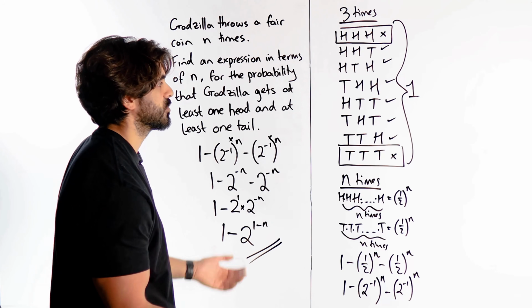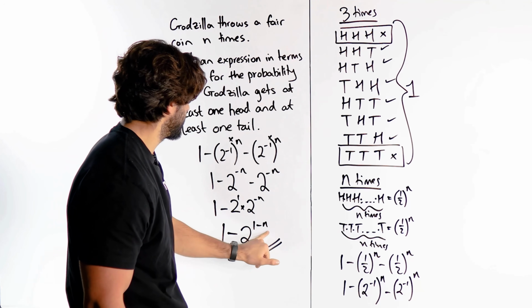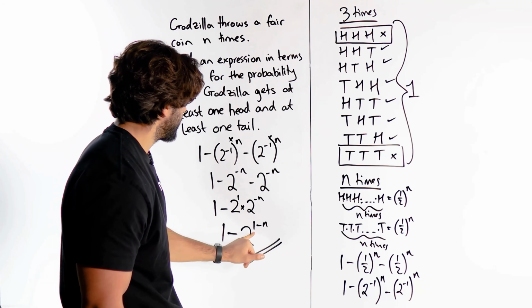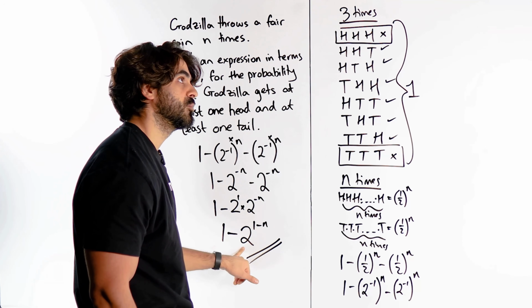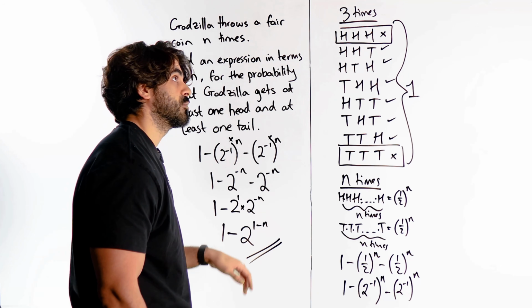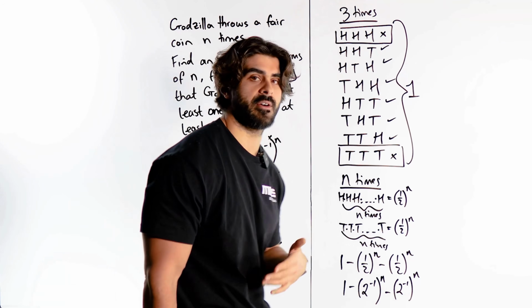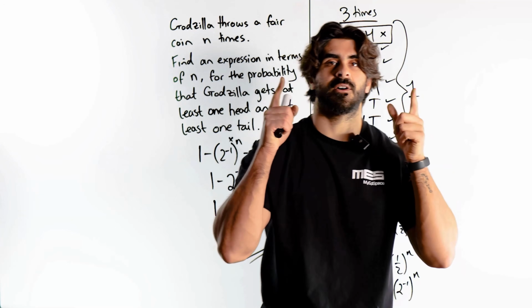At least one head and at least one tail and all that good stuff. So if it was 3 times, when n is 3, you'd just sub in 3 here. You would get 2 to the power of 1 minus 3, which is 2 to the power of minus 2, which is a quarter. And 1 minus a quarter is 3 quarters. Now this is 6/8, which simplifies to 3 quarters. So here you can see how it works. And that is how we do this question.